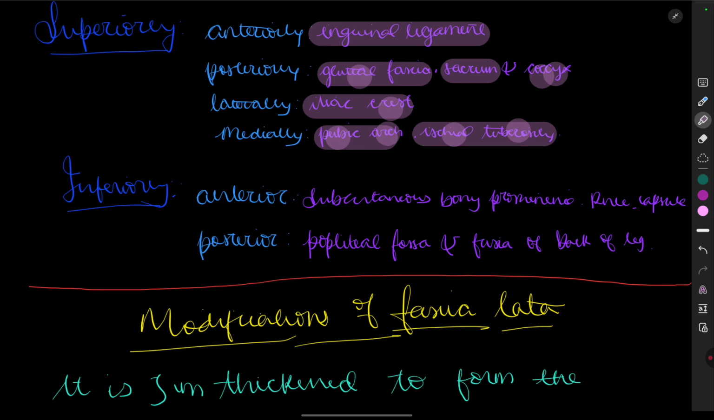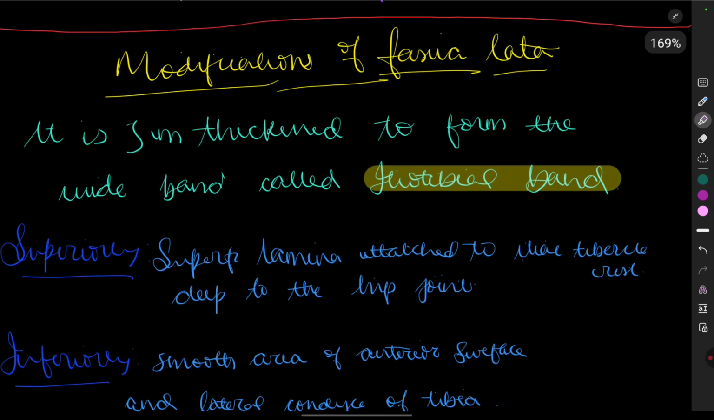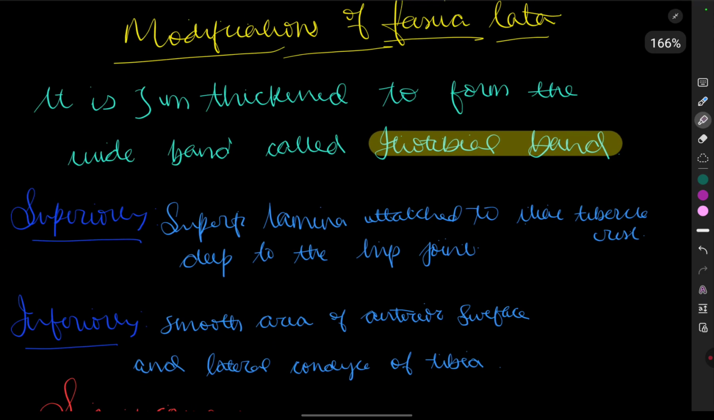And now inferiorly, we have only anterior and posterior. Anteriorly, it is the subcutaneous bony prominence, that is the patella or the knee capsule. And on the posterior, it is the popliteal fossa or the fascia, and the fascia of the back of the leg. It is very easy to remember if you picture it in your mind. It is going to be super easy to remember the attachments.